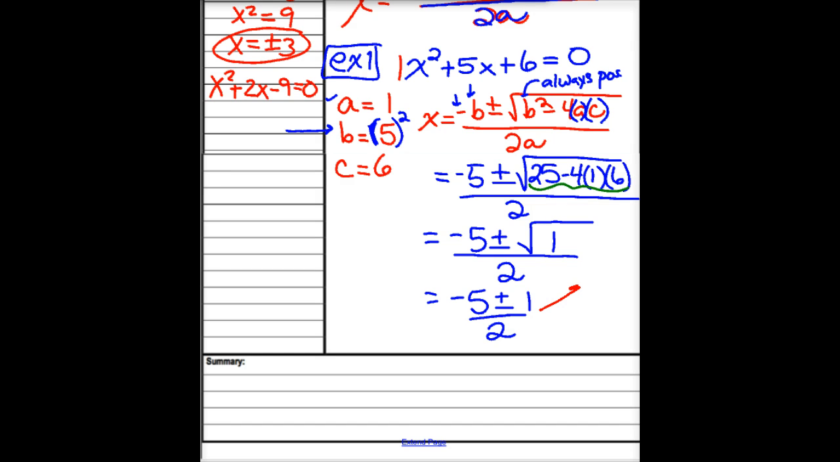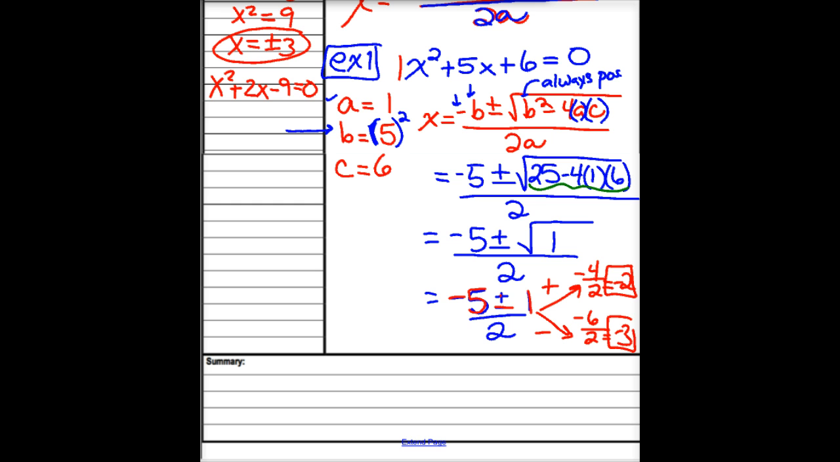Now I branch off and I do the plus on one branch and the minus on the other. Negative 5 plus 1 is negative 4. I reduce the fraction. Negative 5 down 1, think of temperature, is down at negative 6. And I've got my 2 solutions. Now that took me a while.